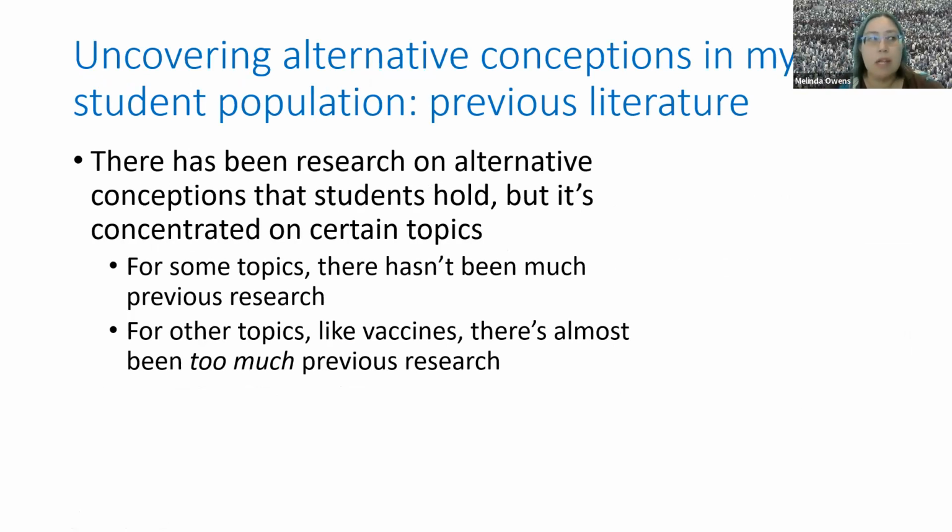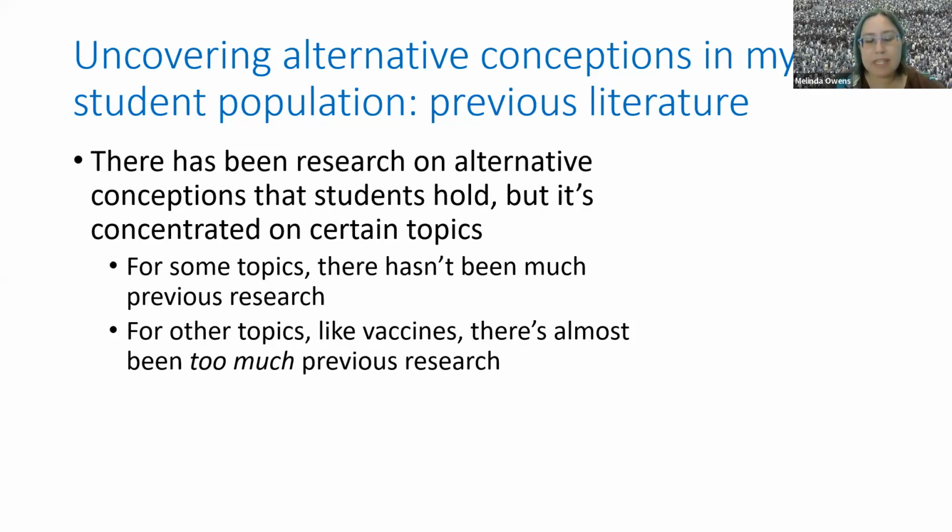If you're teaching mechanics, like first year physics, there's been a lot done on that. If you're teaching evolution, there's been a lot done on that. Other topics, not so much. My upper division course is cellular neuroscience. There hasn't been as much done there. So I look to my own students. I look to what they say on exams, in office hours, things like that.